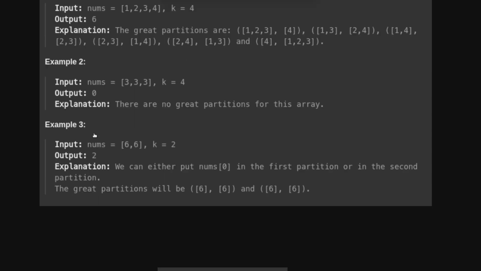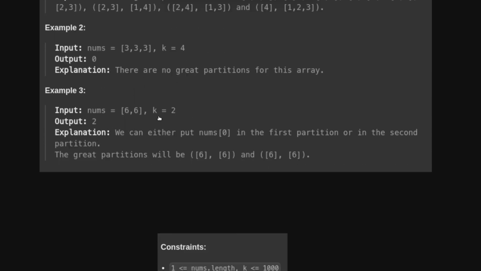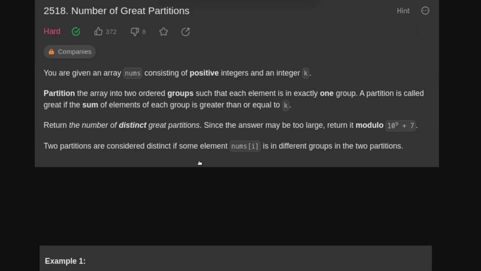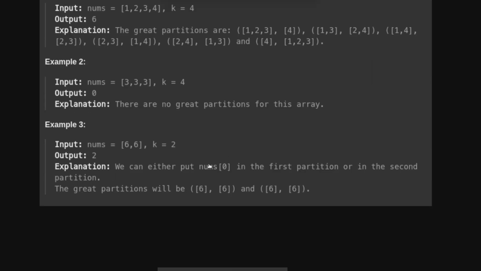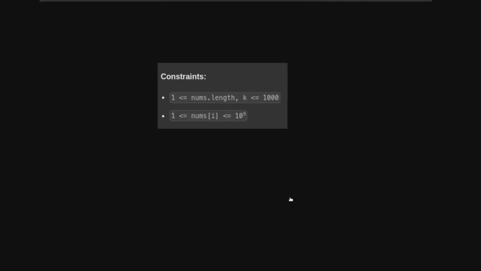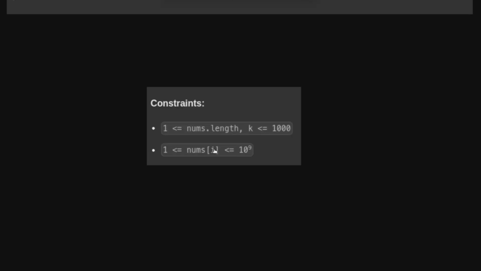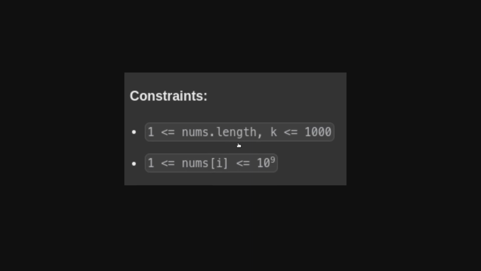And for this case we have two different partitions, and as they have mentioned in the condition in the last statement, we are going to count them differently. So either the first element goes in the first group or the second one, and the count is different. And the constraints are also mentioned: array length is at most 1000 and k is also at most 1000. The values can be arbitrarily large, up to a billion.